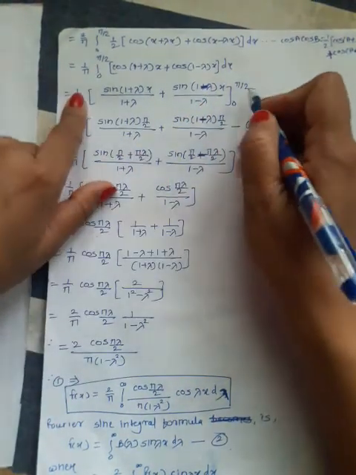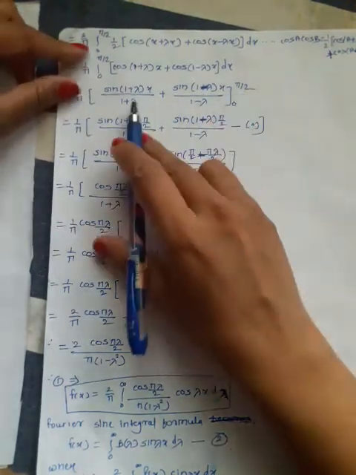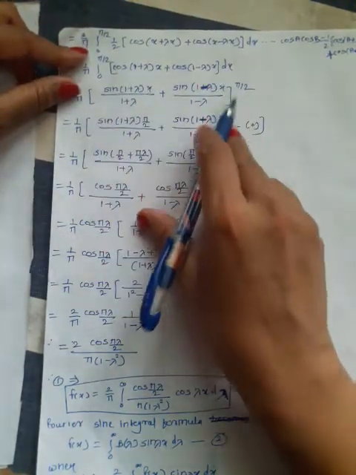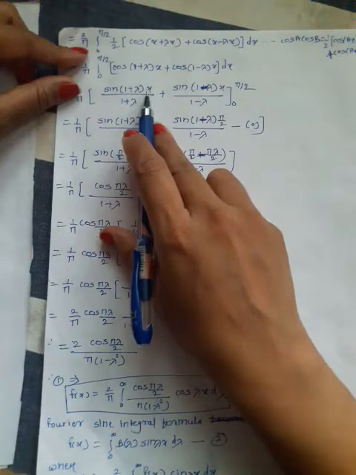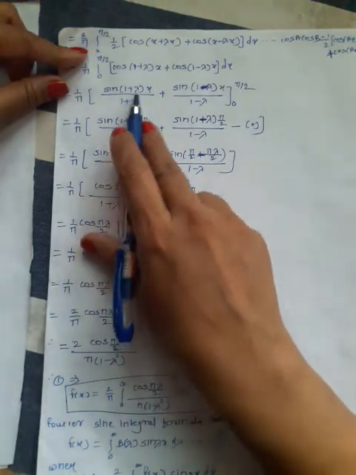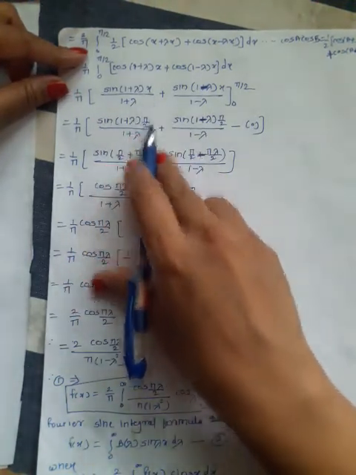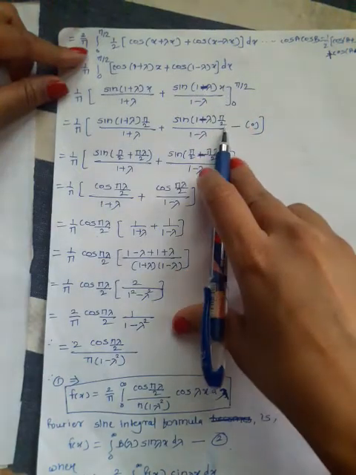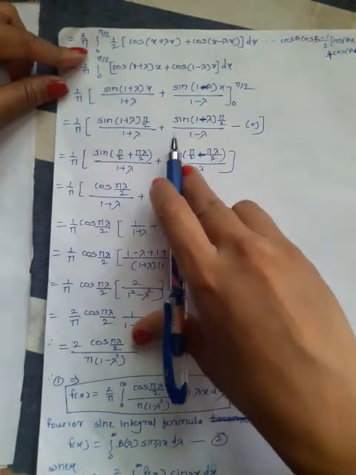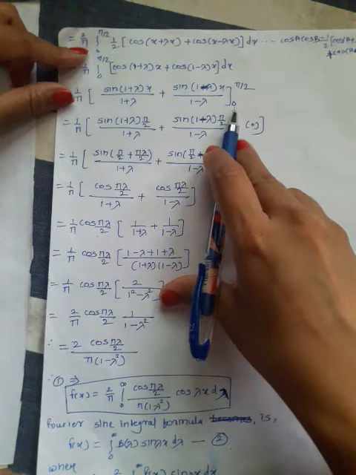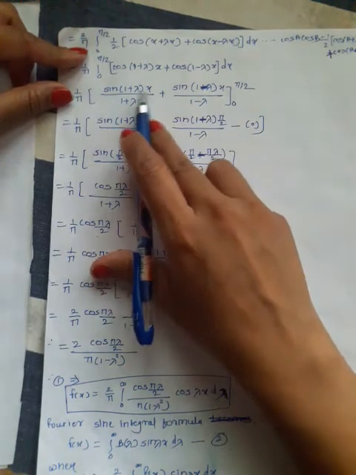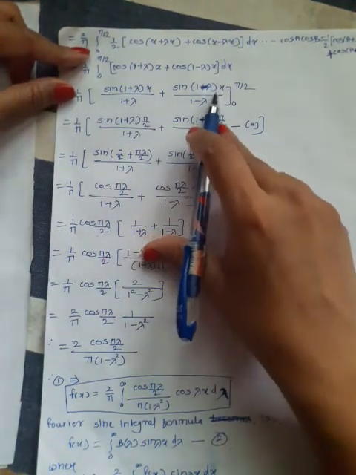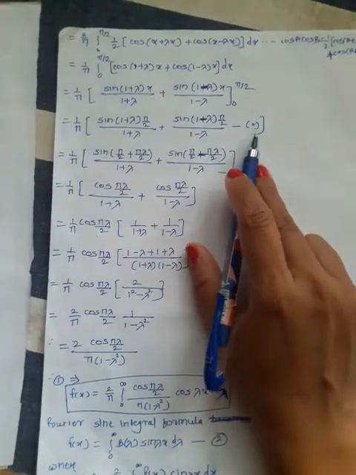Limits as it is 0 to pi by 2. Now put the upper limit first in x, variable is x, that's why put upper limit pi by 2 in x, we get this step. Sine of this rest of the terms as it is, here x is pi by 2, here also x is pi by 2. Keep that all the terms as it is. Minus, now lower limit we have to put 0 in x, sine 0 we know 0, and so here also sine 0 is 0. Lower limit becomes 0.